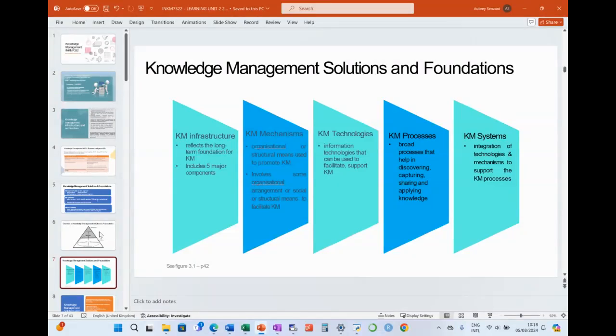So you've got knowledge management mechanisms, and this is organizational or structural means used to promote knowledge management. The infrastructure that you then have in the company in relation to knowledge management is what's going to either propel this thing forward through culture and things of that nature. Here it says it involves organizational arrangement or social and structural means to facilitate knowledge management. Mechanisms to facilitate knowledge management.